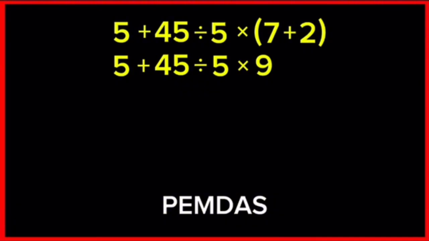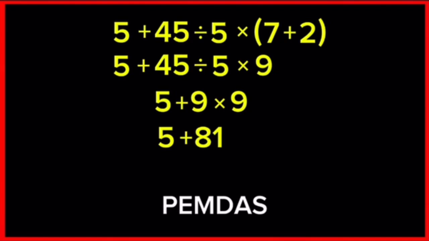It is very important to remember that multiplication and division have equal precedence, which means we must solve them from left to right. Therefore, we first divide 45 by 5, which gives us 9. The equation now becomes 5 plus 9 multiplied by 9. After that, multiplication comes before addition, so we multiply 9 by 9 to get 81. Finally, we add 5 and 81 together, which gives us the correct final answer of 86.